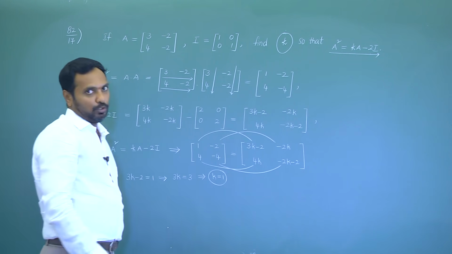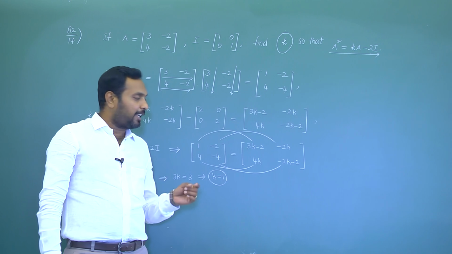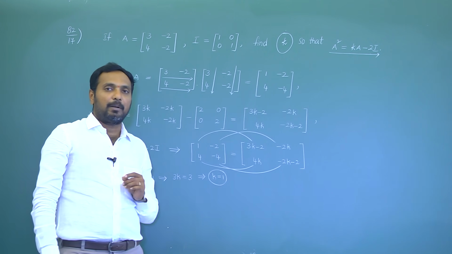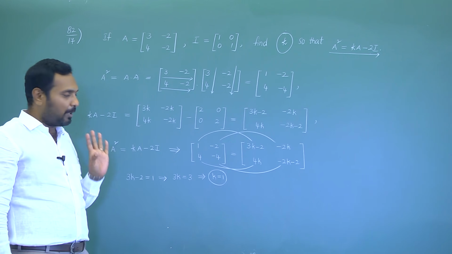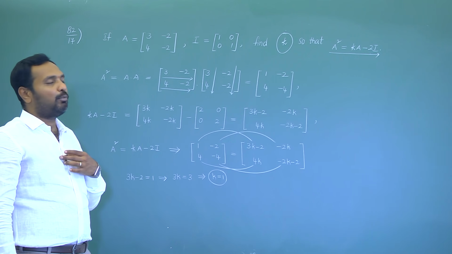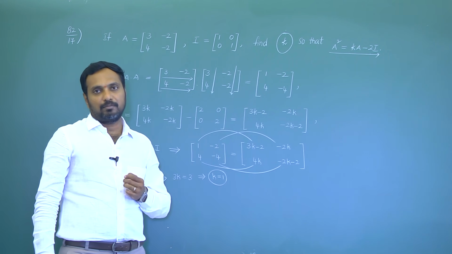For example, if you get a different K value from the first row second column element, and a different K value from the second row first column element, then K values are not possible. Why? Because whatever the value of K we substitute, all these elements should satisfy. That's the reason.